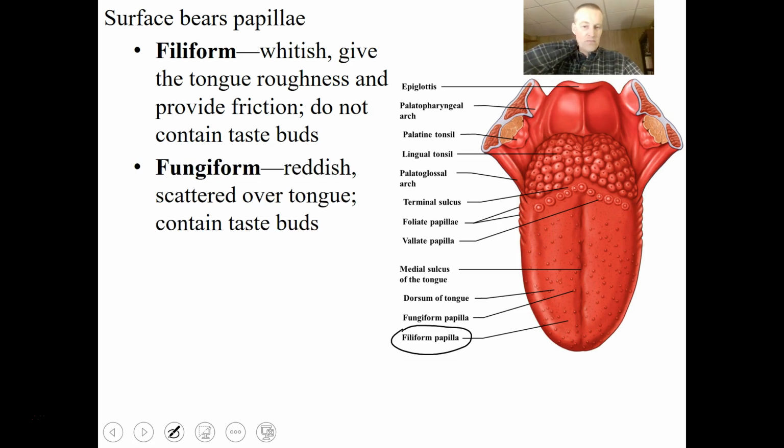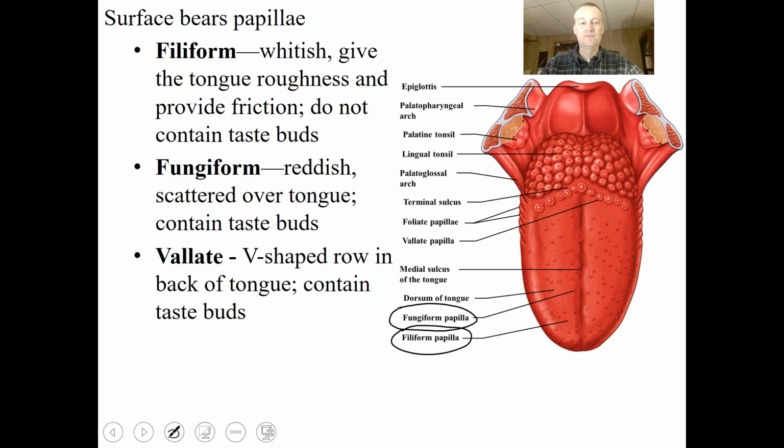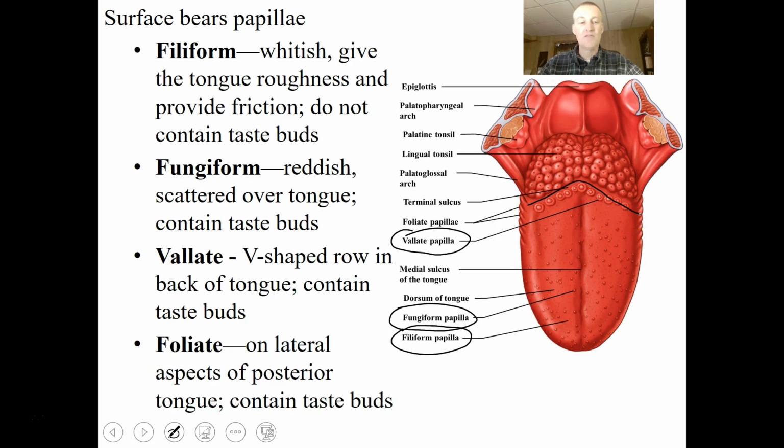So fungiform papillae are going to be reddish. They're scattered all over the tongue, and these do contain taste receptors. So making a V is your vallate papilla. It makes a little row, almost like a V shape toward the back of the tongue, and they contain taste buds.